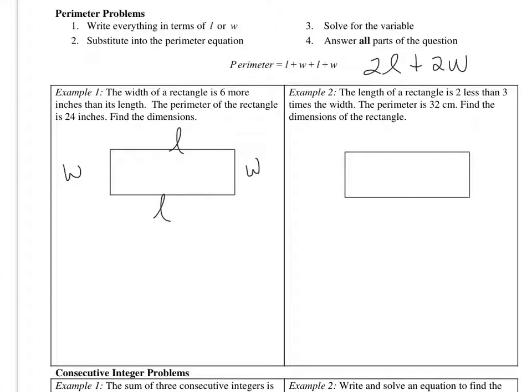So what I'm going to do is write an equation for the width is 6 more than the length. So the width equals 6 more than the length. So I have an expression for W written in terms of L. Instead of writing W, I'm going to write L plus 6.